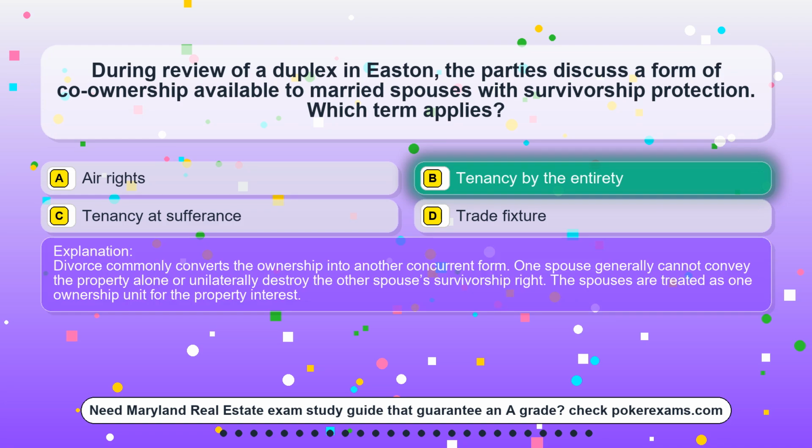Divorce commonly converts the ownership into another concurrent form. One spouse generally cannot convey the property alone or unilaterally destroy the other spouse's survivorship right. The spouses are treated as one ownership unit for the property interest.